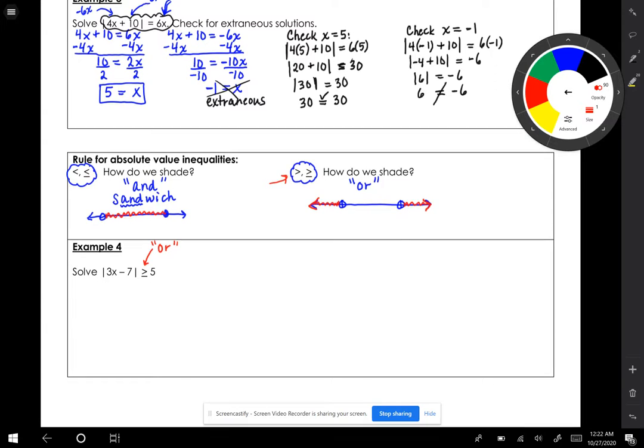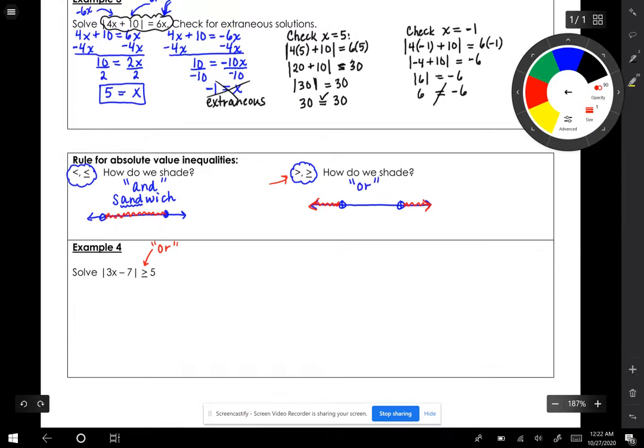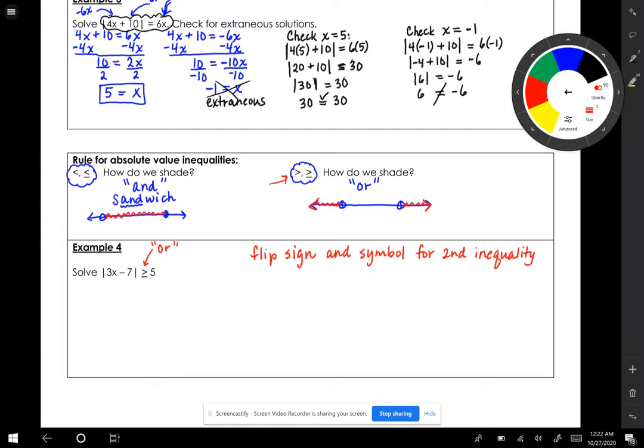And the way you set this up is as follows. You flip the sign and symbol for the second inequality. So for instance, you take the absolute value bars off. Don't treat it like an equal sign because it is an inequality. So you take the absolute value bars off and you keep the original problem without the bars. Your second inequality is going to be the same 3x minus 7, but this time reverse the inequality and make the number on the right negative. That's what I mean by flipping the sign and symbol for the second inequality.